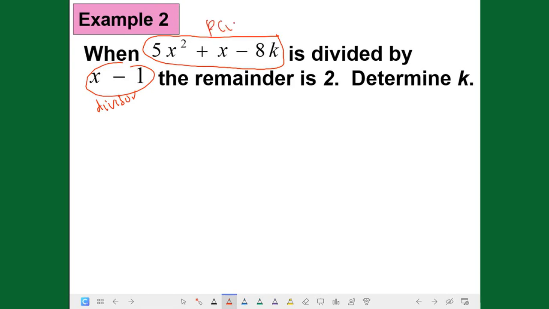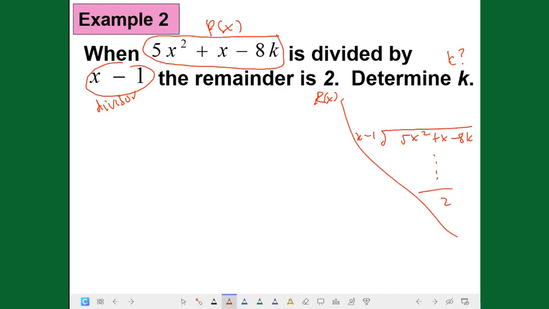This is Px. The remainder is this, so Rx is what? Determine the K. What is K? If you want to use long division, it is quite tough because of that. It's painful. The remainder will be 2, and we need to find K. Reversing is difficult, so now we don't want to use this.